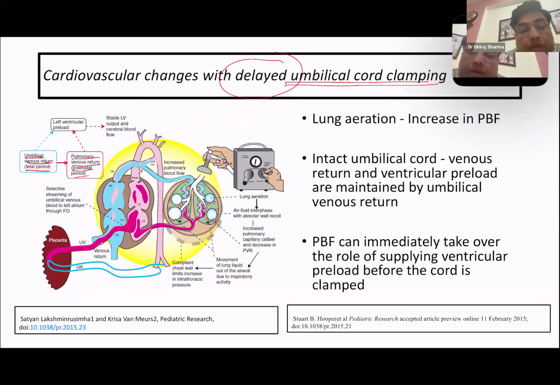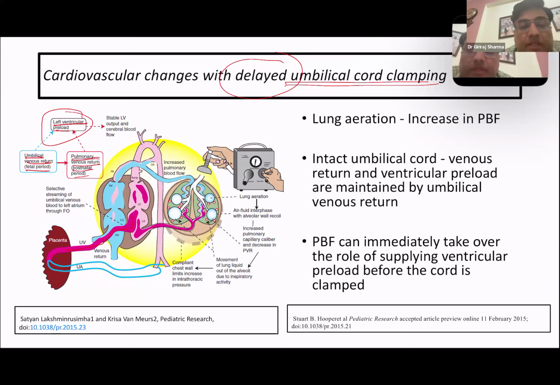So umbilical venous return is maintained. That will supply left ventricular preload because now there is no clamping. Umbilical venous blood will go to the RA and then the RV, and some blood will go to the LA also, and then to the LV. So umbilical venous return will supply the preload.